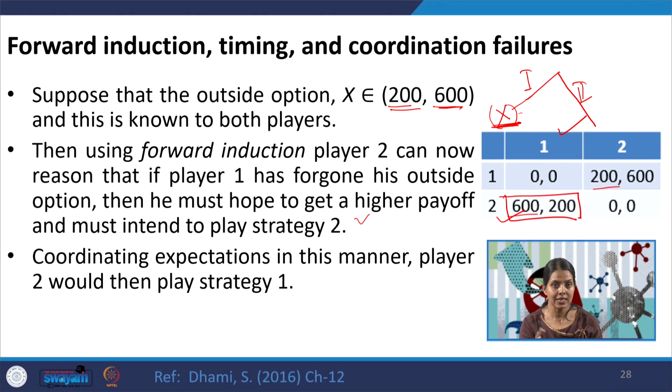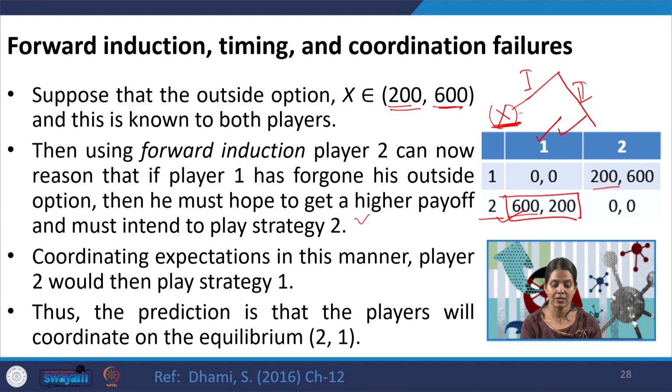So, in understanding that, this is the kind of coordination that player 2 decides to play strategy 1, so that it ensures 600 for player 1. Thus, the prediction is that the players will coordinate on the equilibrium, which is 2-1.